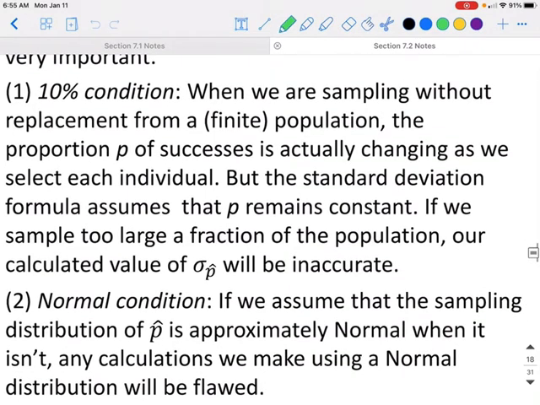When we are sampling without replacement from a finite population, the proportion p of successes is actually changing as we select each individual. And since we're not replacing them, remember that proportion is going to change with each sample we take. But the standard deviation formula assumes that p remains constant. If we sample too large of a fraction of the population, our calculated value of the standard deviation of our p hats will be inaccurate. And we need to check that normal condition. If we assume that the sampling distribution of p hat is approximately normal when it isn't, the calculations we make using the normal distribution will be flawed.